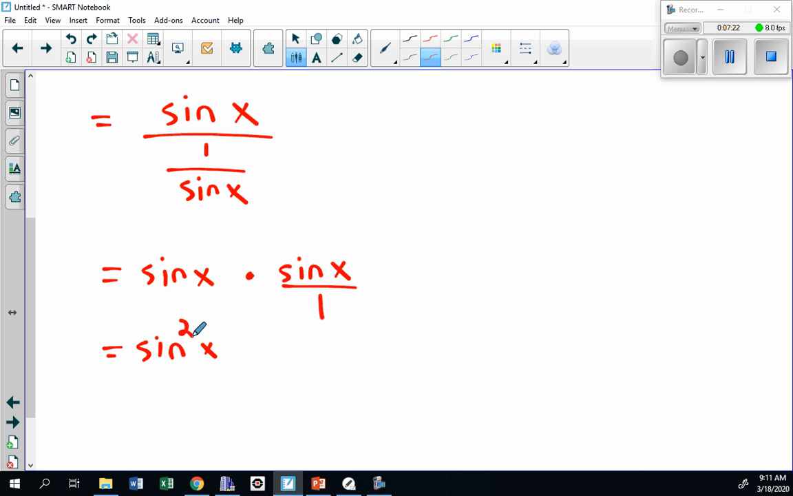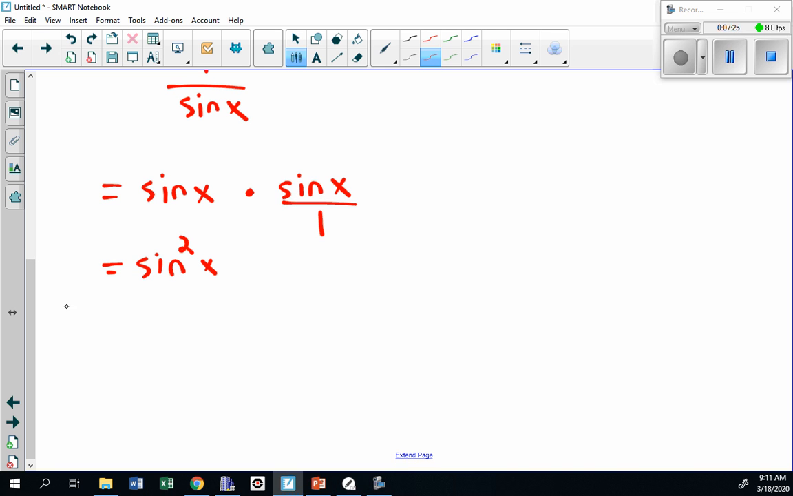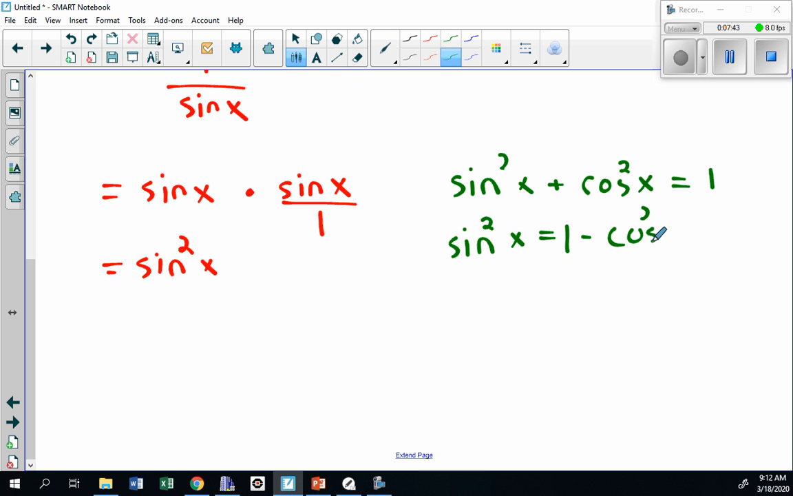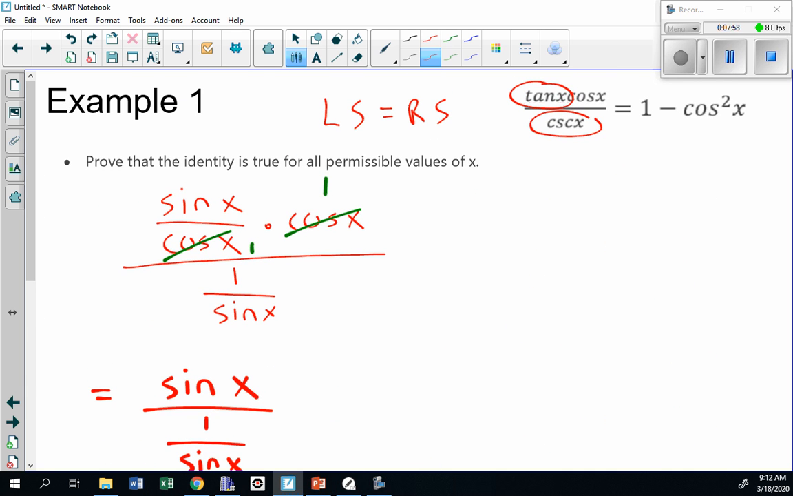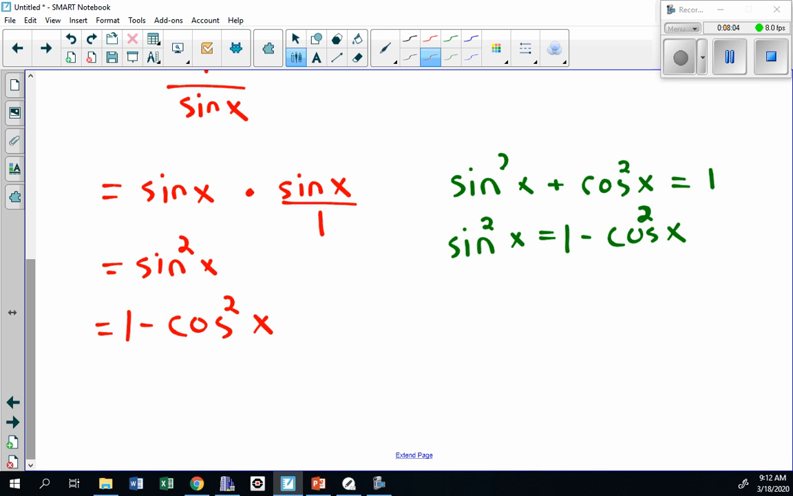Now we're very close. If I go and look at my identity sheet, I will find that sine x squared plus cosine x squared is equal to 1. Now if I rearrange that to isolate sine squared, or sine x squared, I'm going to find that it's 1 minus cosine x squared. Well, now I can substitute that in. So I get 1 minus cosine squared x. And if we go and look at what our right side was, it was in fact 1 minus cosine squared x. So perfect. But you need to explicitly say that you have got the correct answer.